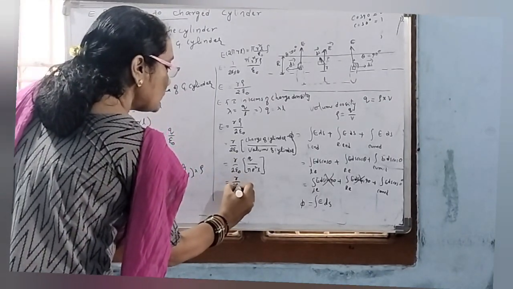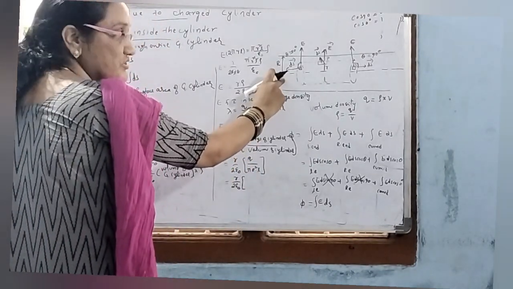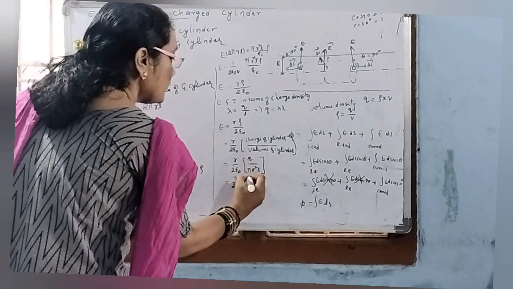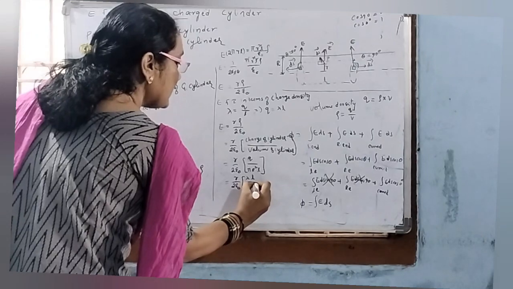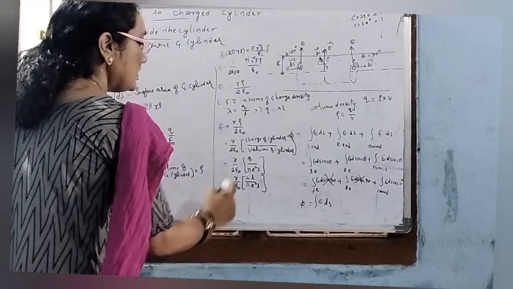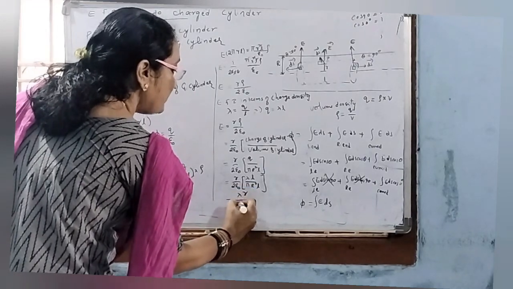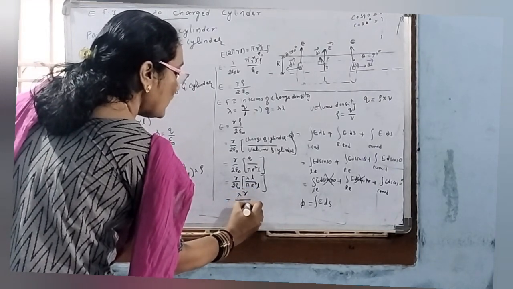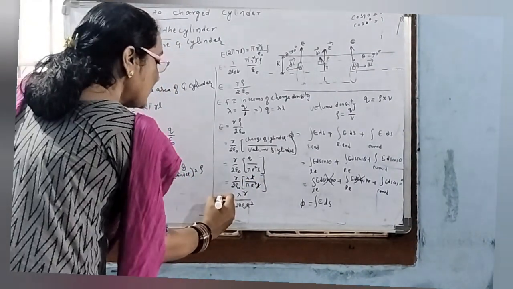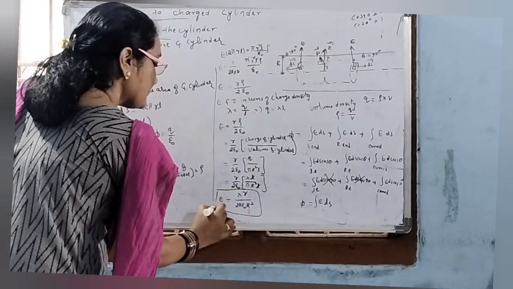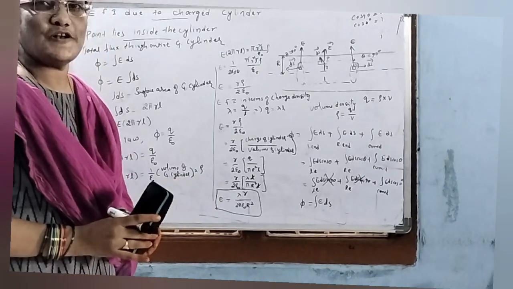So now next, R by 2 epsilon naught. What is Q? Here R is the radius of this original cylinder. Now Q we will write as lambda L by pi R square L. L, L strikes off. So what will we get? Lambda r by 2 pi epsilon naught R square. So this is the required equation: E equal to lambda r by 2 pi epsilon naught R square.